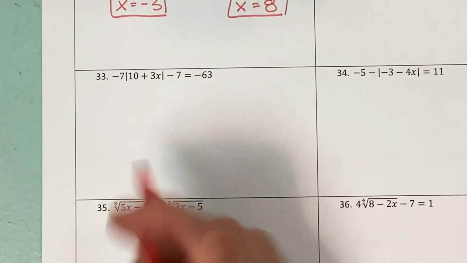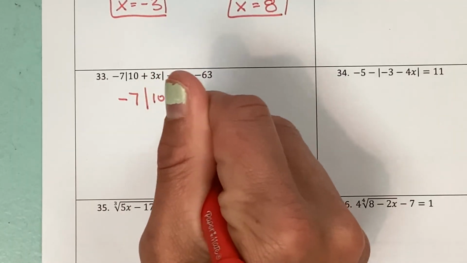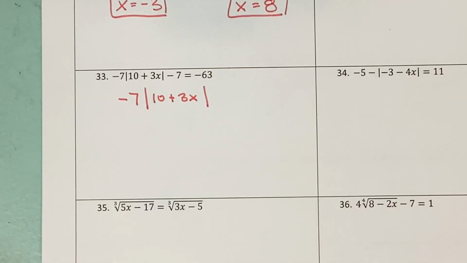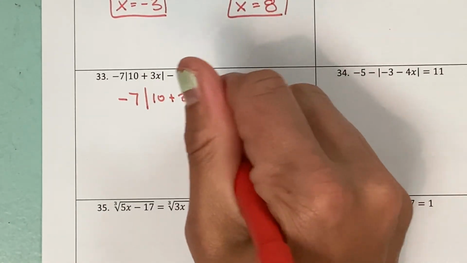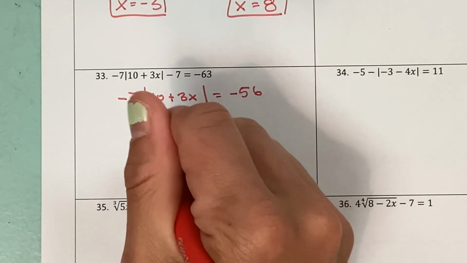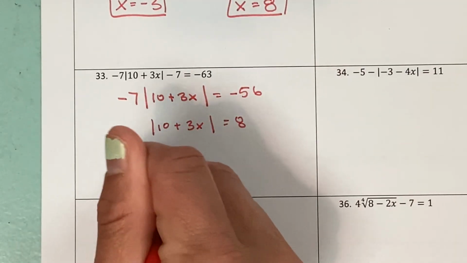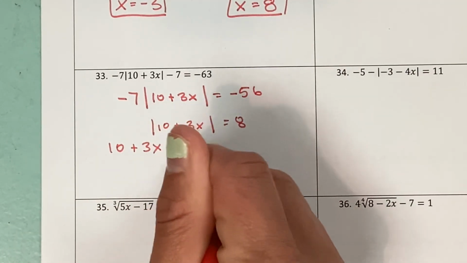On 33, I have to get this absolute value by itself first. So I'm going to add 7, which is negative 56. Divide by negative 7, which is 8. And then I can split this up into two equations.